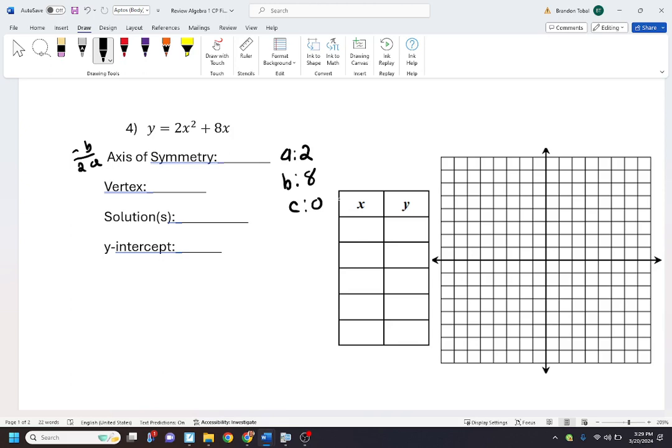All right. So you have to use the formula -b over 2a. The calculator literally gives you the answer. -8. Do you want us to show our work? I want you at least for the vertex, yeah.